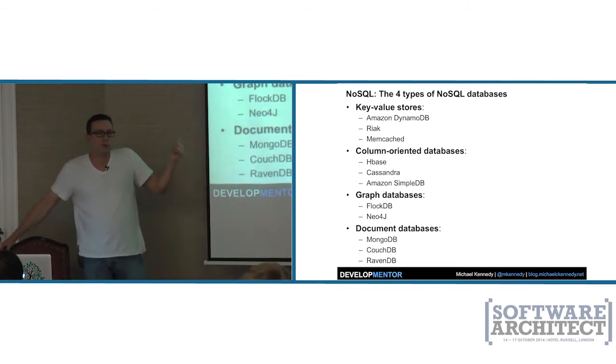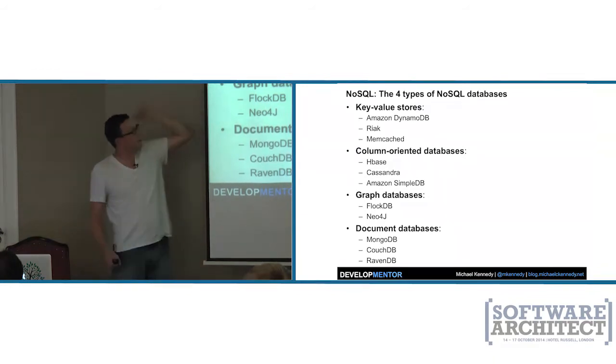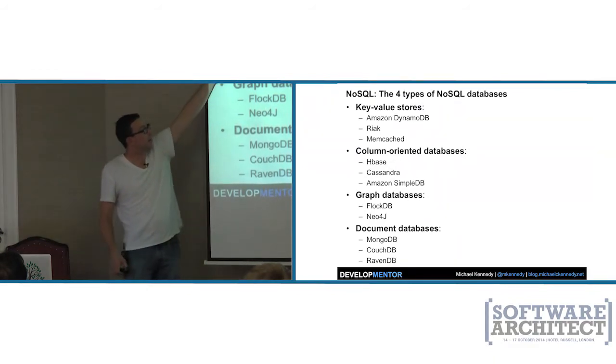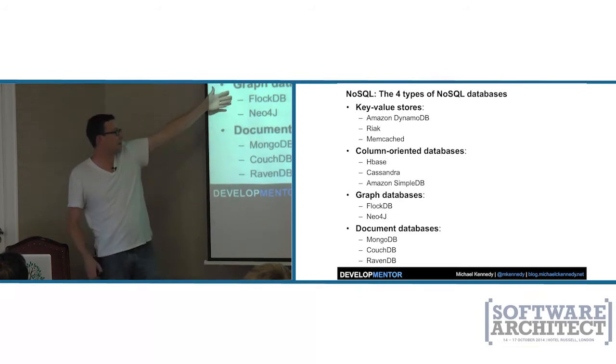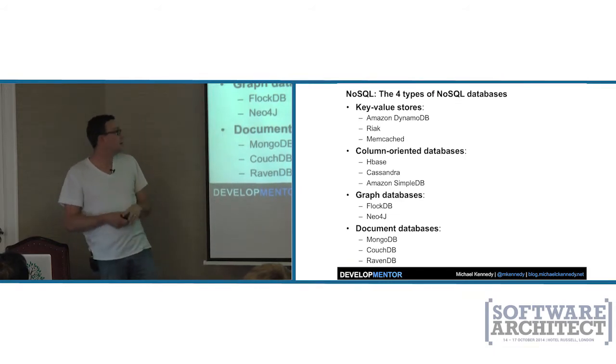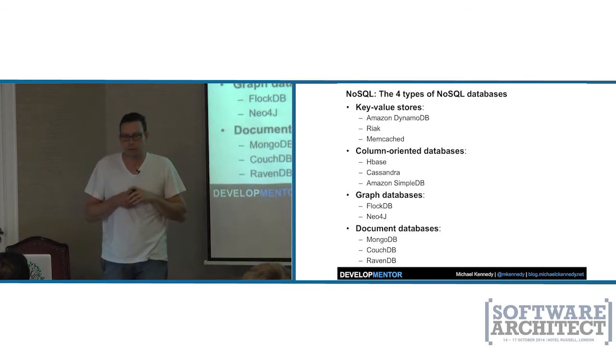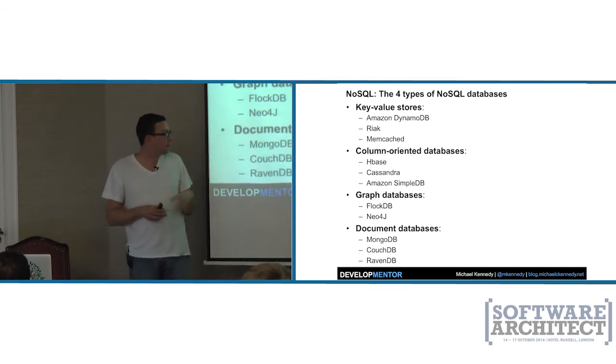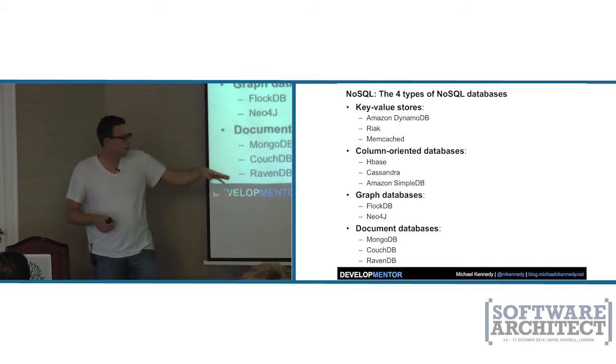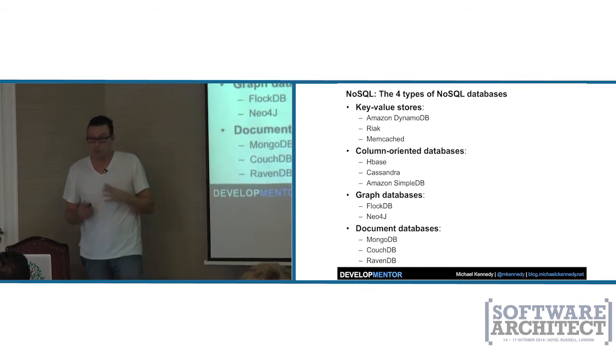Okay, other popular ones are like Redis and Riak and so on. We also have what are called column store databases, and that's Cassandra and some others. We have graph databases like Neo4j. The J stands for Java, but you can access it from .NET and all sorts of languages. And then we have the document databases, CouchDB, RavenDB, and MongoDB. We're going to talk about Mongo mostly.